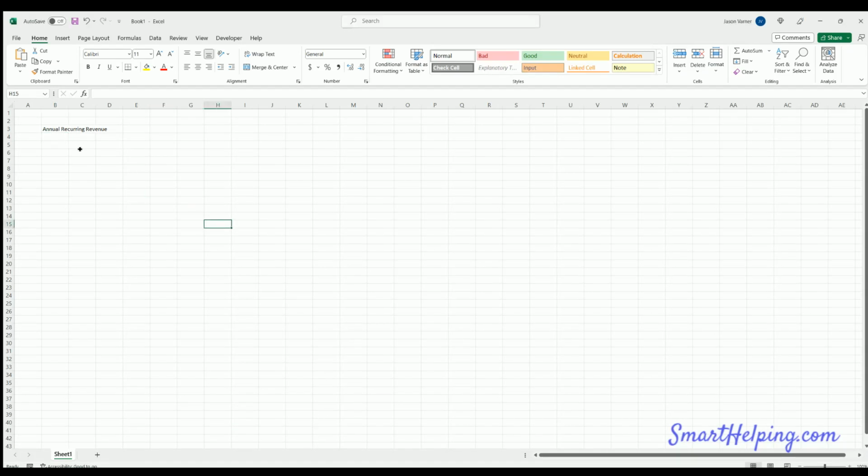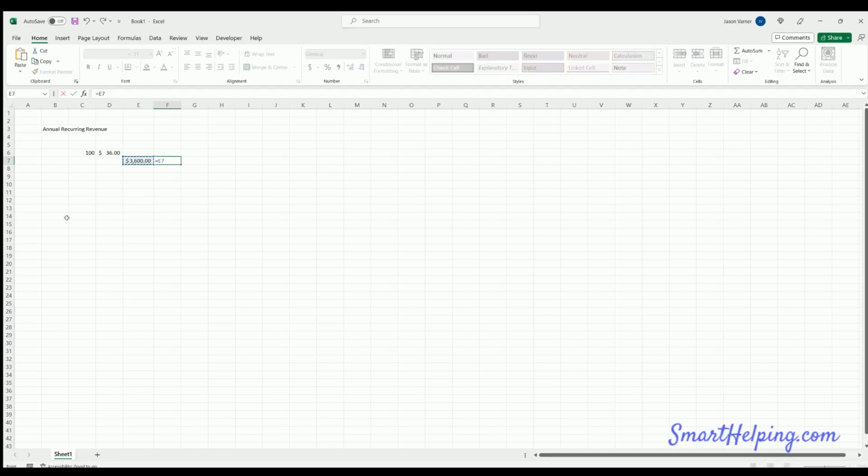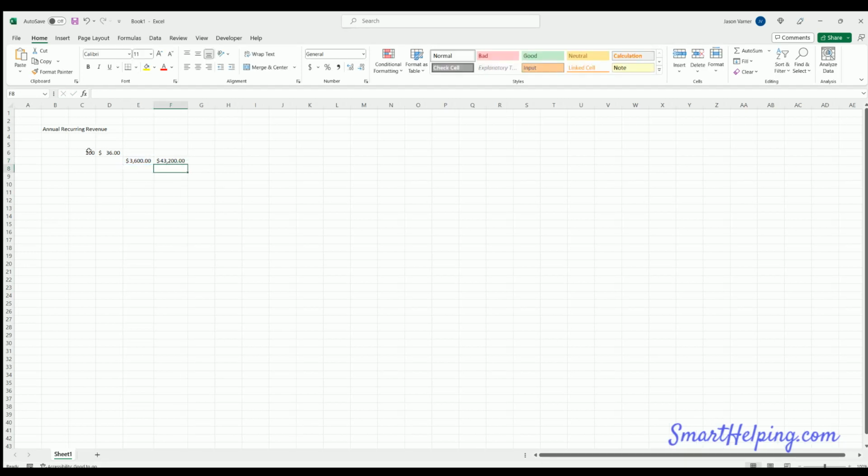MRR. The simplest way is, let's say at the end of a given period you've got 100 customers and they're paying you $36 a month. Well, your MRR is 3,600. Your ARR is just that number multiplied by 12. Pretty simple. So 100 customers paying $36 a month gives you an MRR of 3,600 or an ARR of about $43,000. Pretty simple, straightforward. And you can calculate that at the end of any period.